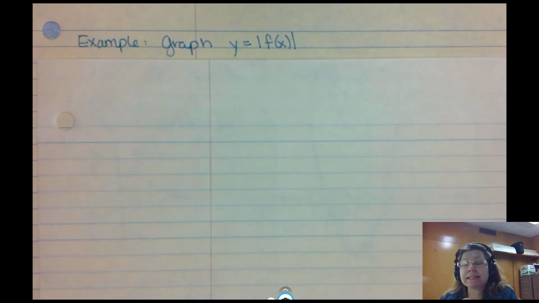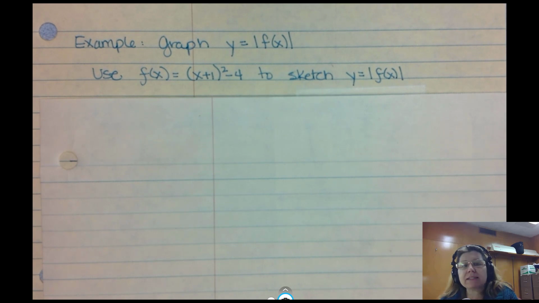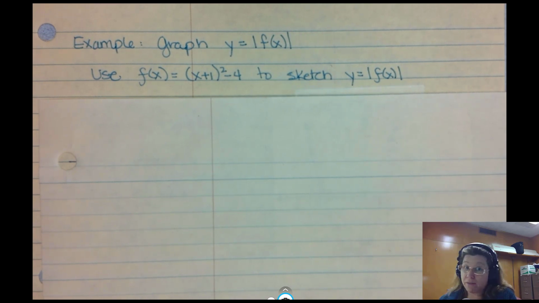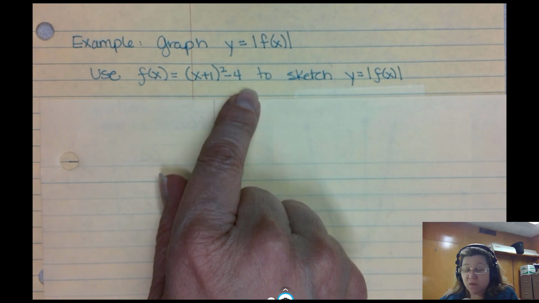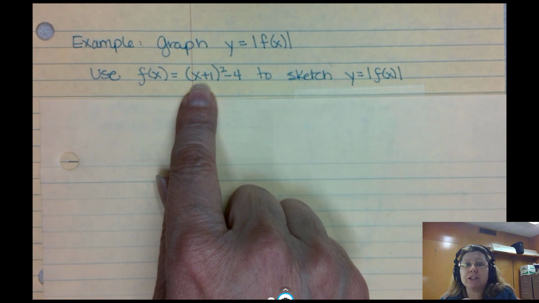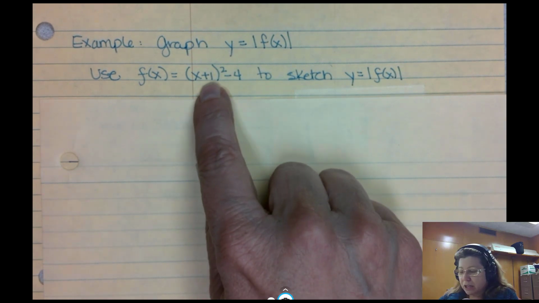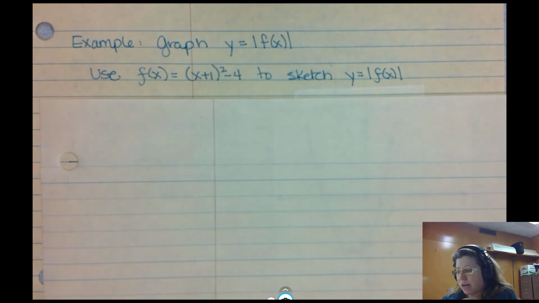All right, let's look at another example. We want to graph y equals the absolute value of f of x. Okay, I'm going to use the function f of x equals (x plus 1) all squared minus 4. And we're going to sketch this absolute value of our function f of x. And remember, f of x is (x plus 1) all squared minus 4. There's a whole bunch of transformations. But think about what the function is that we're really doing without all the fancy parts. If we get rid of this plus 1 and we get rid of this minus 4, we're really just doing x squared.